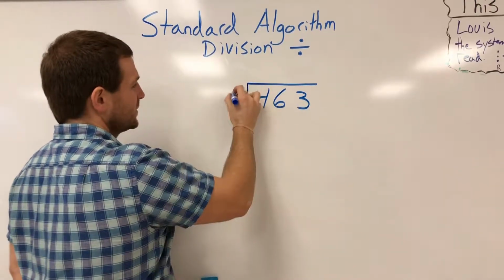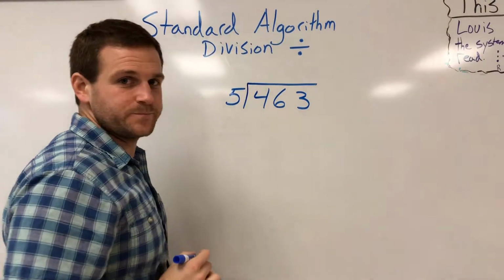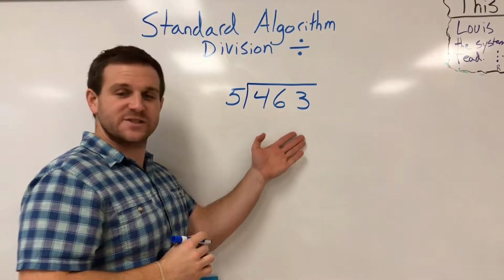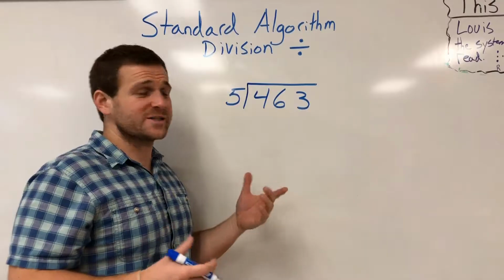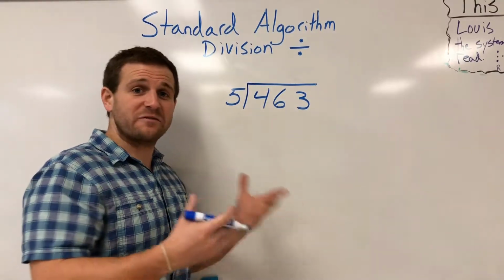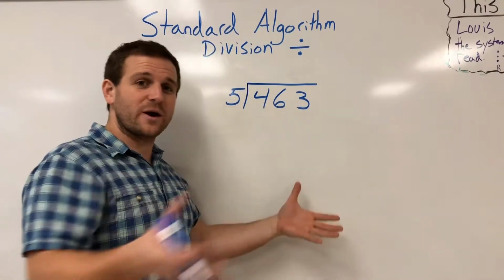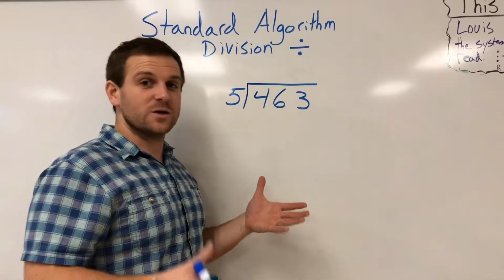463 divided by 5. So what we're looking at is we have 463 of something, 463 students, 463 toys, and we have to put them into 5 groups, 5 classrooms, 5 boxes. We have to break it up into 5 equal groups.